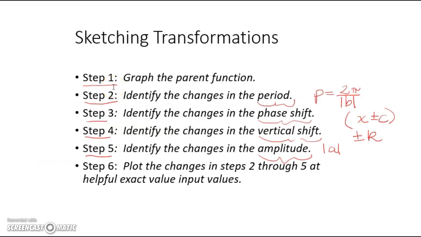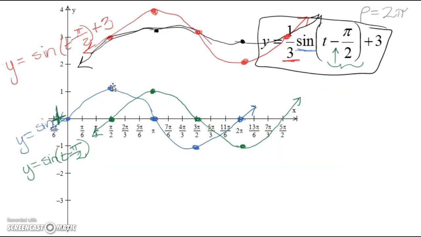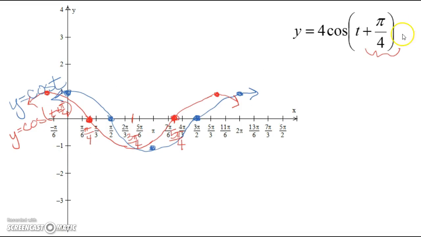Let's see the next, I'm sorry, that was our phase shift. The next would be a vertical shift, and I can look out here and there's not plus or minus anything. So this function actually does not have a vertical shift. And the last thing that we need to handle would be this amplitude change.